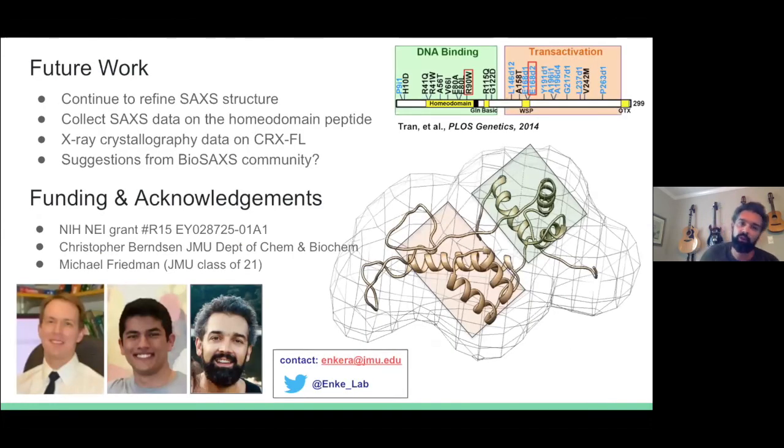What we're currently working on is refining these model-free and model-guided structures. We're going to submit another submission to get beamed. We've ordered a homeodomain peptide for just that small homeodomain. We think that if we get some X-ray data for that, it will help us with our model-guided analysis. And we think our preliminary data suggests that we have a nice, stable folded protein, so perhaps we can get a crystal and get a crystal structure.